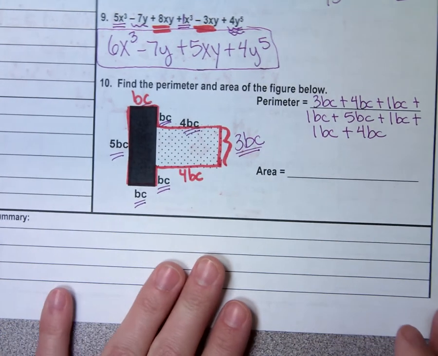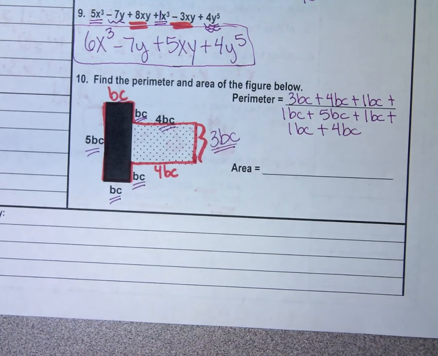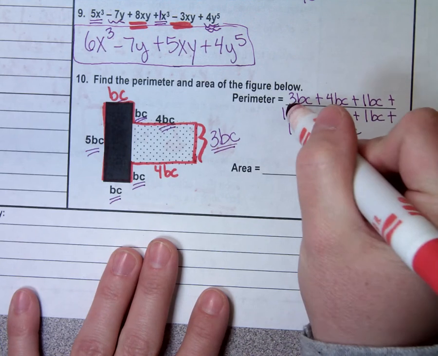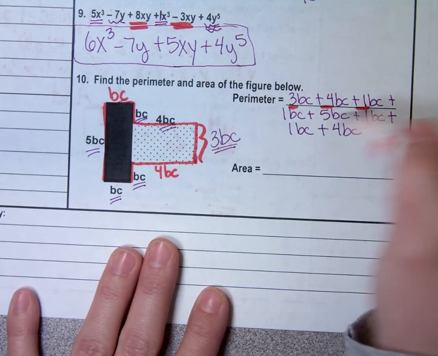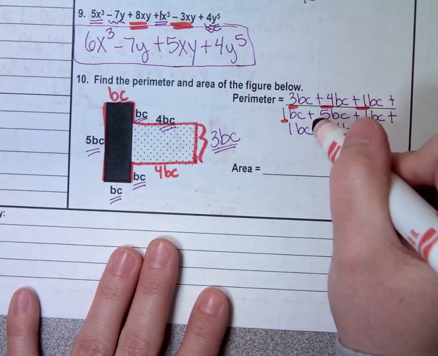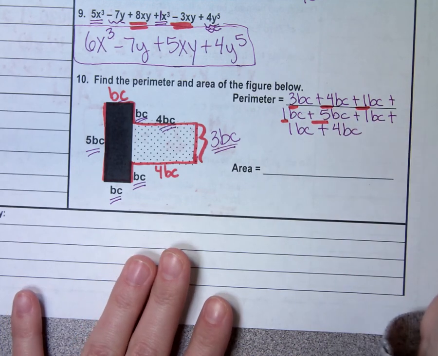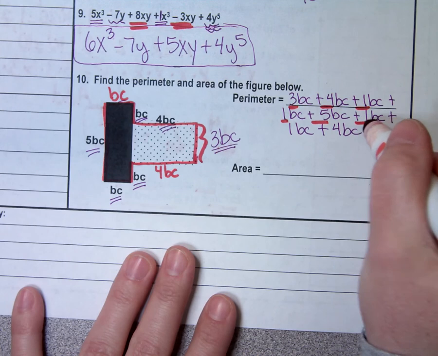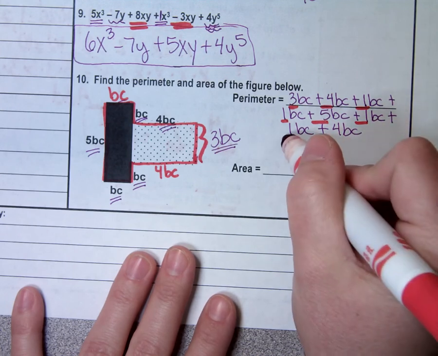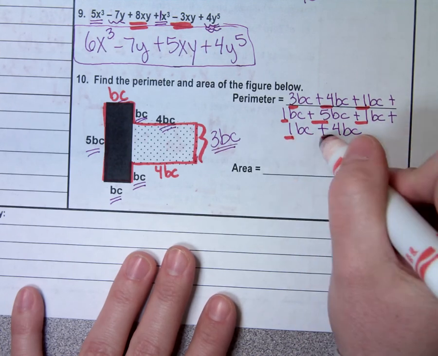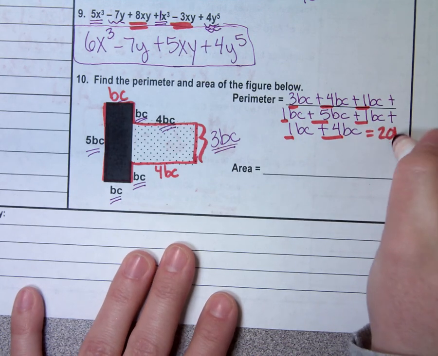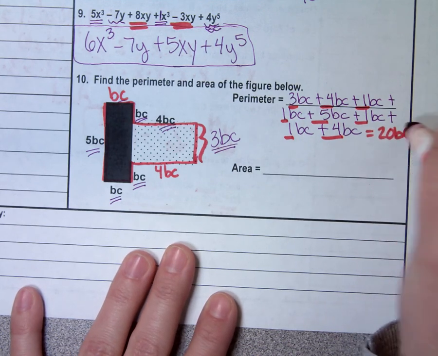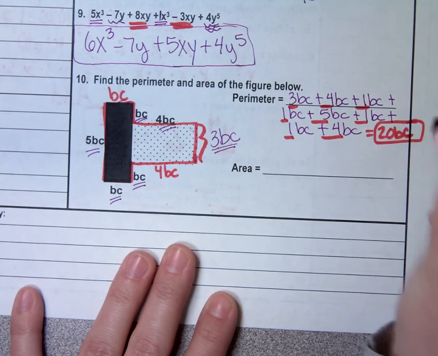Since all of these are BC, they're all like terms, and so all I have to do is add my coefficients. So 3 plus 4 is 7, plus 1 is 8, plus another 1 is 9, plus 5 is 14, plus 1 is 15, plus another 1 is 16, plus 4 is 20. So the answer here is 20BC. And that's the perimeter of my shape.